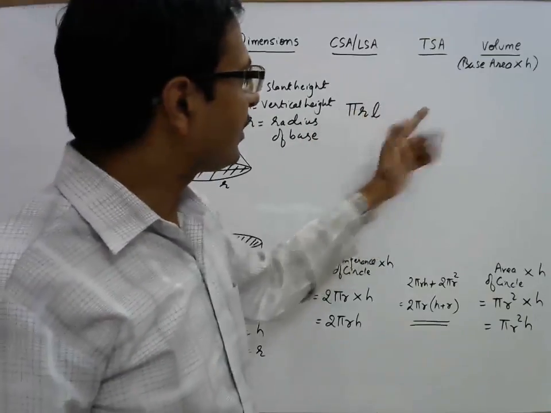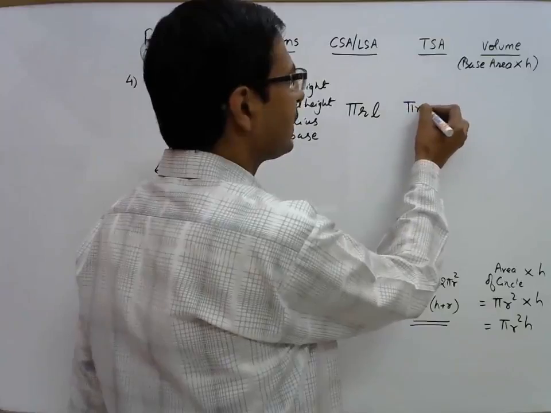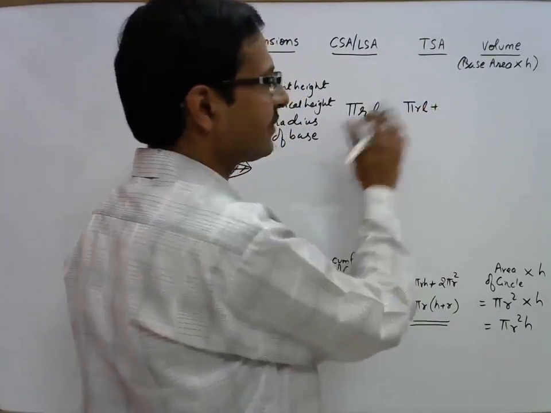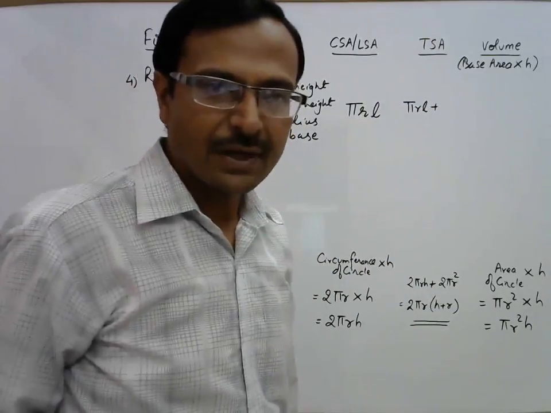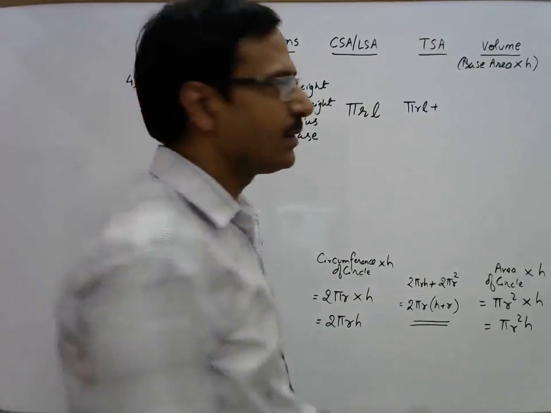And you can very easily convert this formula into total surface area now. See, total surface area includes this pi RL. Pi RL is obviously the curved surface area. And what else will come here? The base. So base is a circle. So area of circle is pi r square.